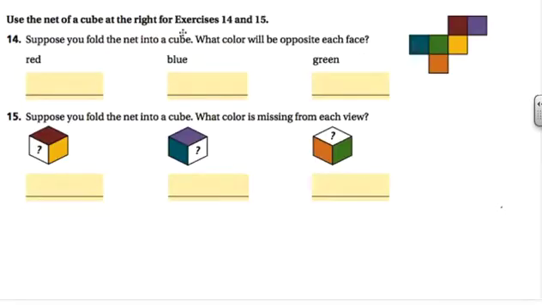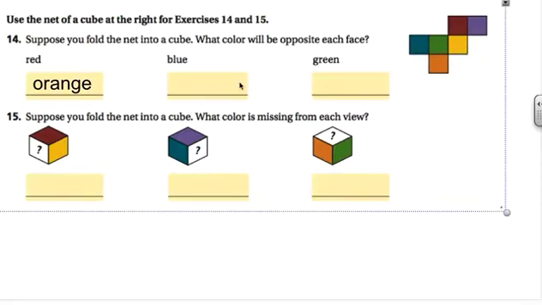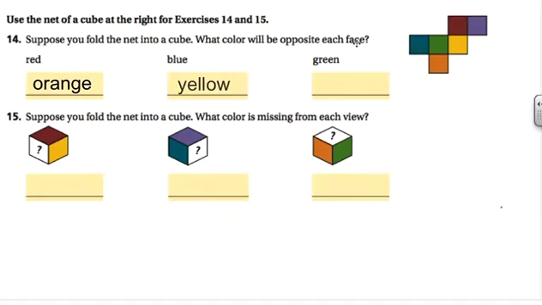Use the net of a cube at the right for exercises 14 and 15. If we folded this into a cube, what color will be opposite each face? Well, opposite the red face would be what's right below the yellow, which is going to be the orange one right here. Opposite the blue face will be 2 squares over. That will be the yellow. And opposite the green, well, that one's going to be 2 squares over, which is going to be the purple. If you're not understanding these, just take your time and try to visualize.